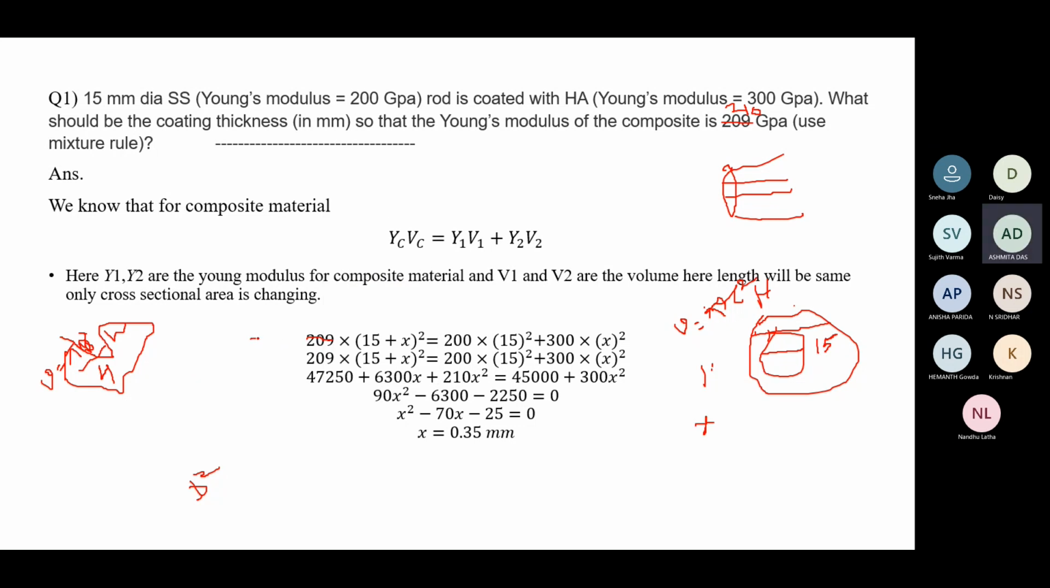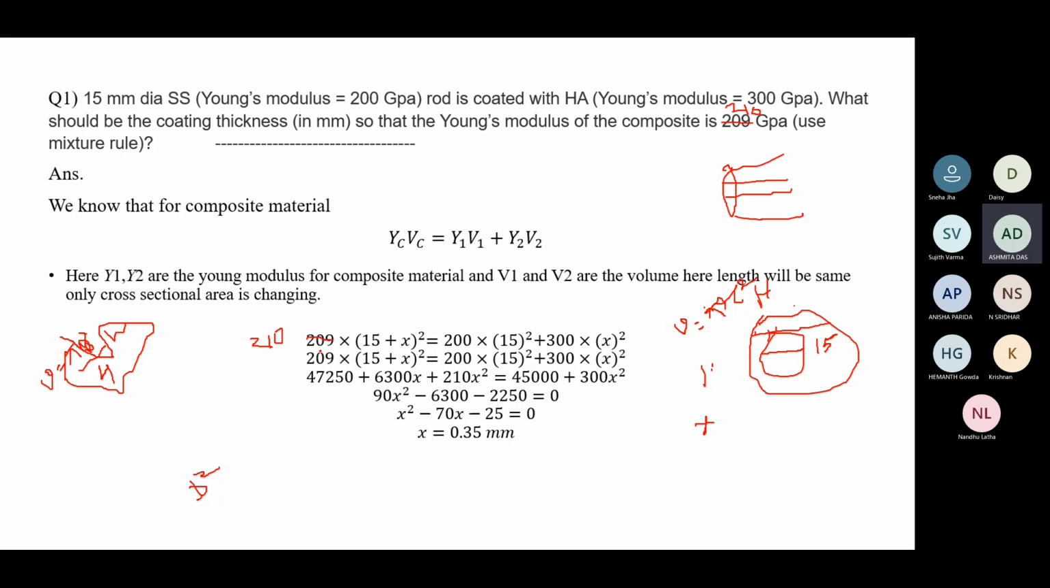So it is 210 into (15 plus x) square equals 200 into 15 square plus 300 into x square. 210 is the Young's modulus of the composite. 15 plus x, because we consider the diameter of the entire thing: 15 is the rod, and x is the thickness on both sides. 200 is the Young's modulus of the rod, and 300 is for the coating, with x considered as its diameter.